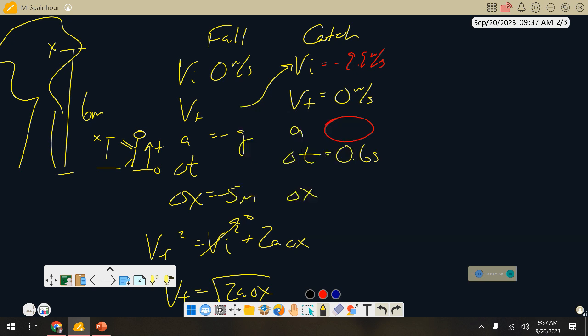Put the second part in a different color here. I told you the other day, and this is true, you can always start with Vf equals Vi plus A delta T, but you can also, knowing that this is the definition of acceleration, go here.